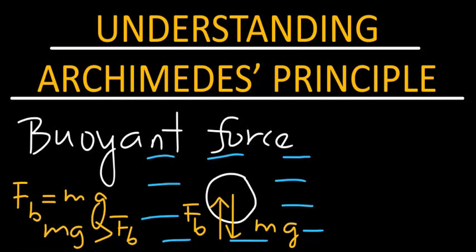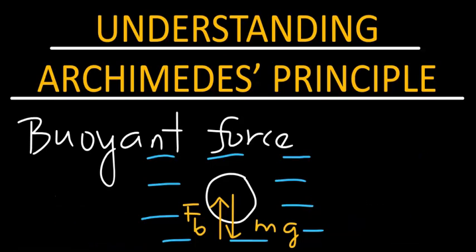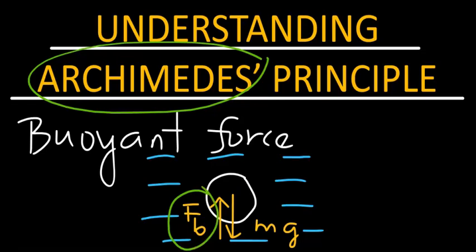While an object is immersed in water, or in any liquid for that matter, its effective weight, let's call it WE, is less than its true weight. Its true weight is given by mass times gravitational acceleration. So the effective weight is quite simply the true weight minus the buoyant force. Archimedes' principle provides us with a way to calculate this buoyant force.